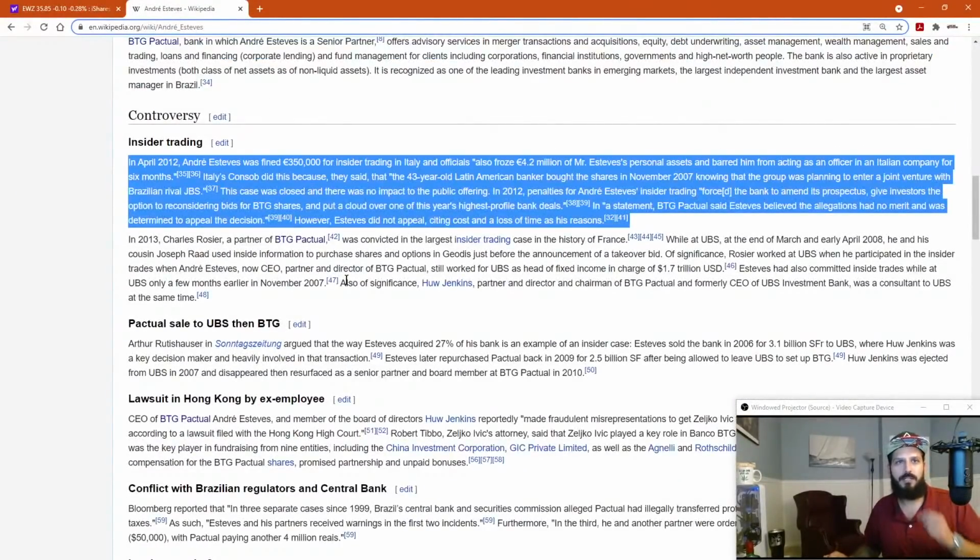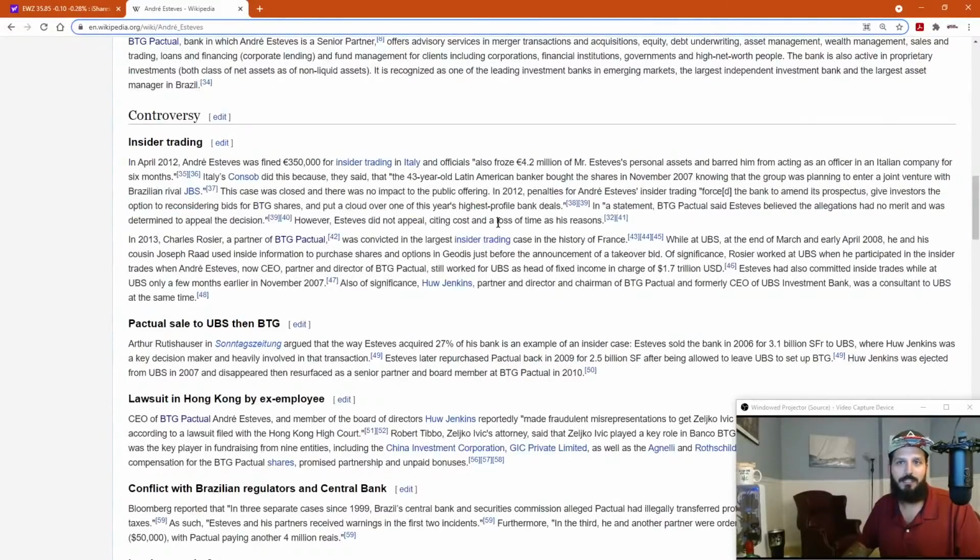In April 2012, André Esteves was fined $350,000 for insider trading in Italy. Officials also froze 4.2 million euros of Mr. Esteves' personal assets and barred him from acting as an officer in an Italian company for 6 months. Insider trading, huh? In 2012, penalties for his insider trading forced the bank to amend its prospectus, give investors the option to reconsider bids for BTG shares. And then, in a statement, BTG Pactual said Esteves believed the allegations had no merit and was determined to appeal the decision. However, he did not appeal because he knew he was going to lose, and he blamed it supposedly on costs. Yeah, okay.